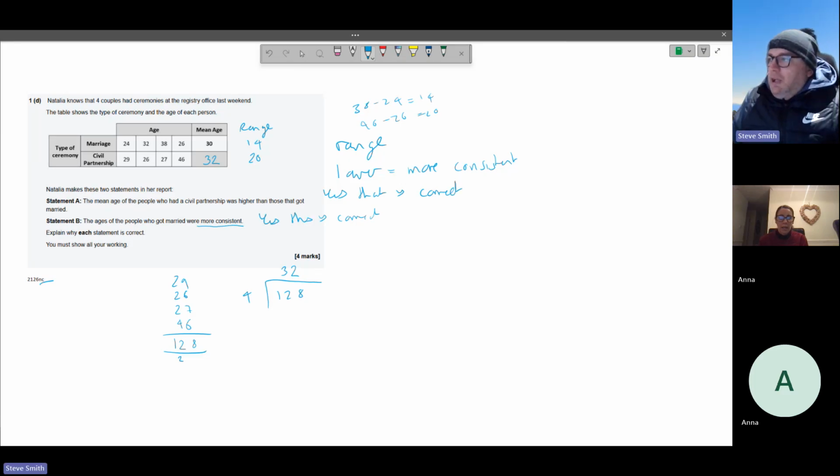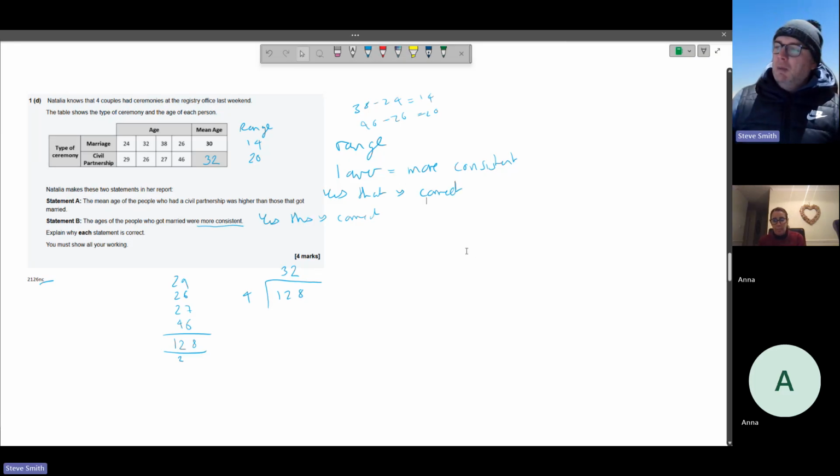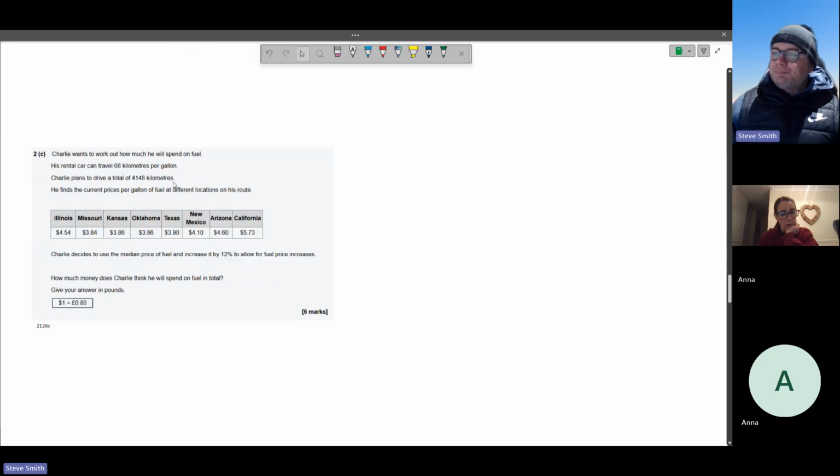So for a non-calculator question, we're very rarely looking at frequency tables. We're looking at more normal kinds of averages, the mean, the range, maybe the mode, though there's no mode in there because there's no most common number, median maybe.